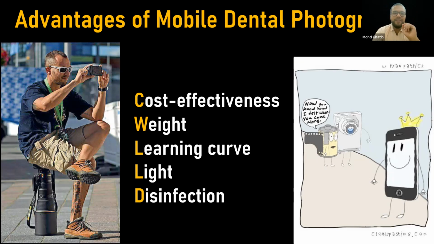Also, for DSLR, the light you are using is a momentary flash. The problem with momentary flash is you cannot see how the object is going to appear after the flashlight, so you have to adjust the flash manually. For smartphone, we are going to use continuous light. So what you are seeing now with your naked eye, exactly that photograph can be captured with your smartphone. And definitely disinfection of a smartphone is very easy. Just wrap it and click a photograph.